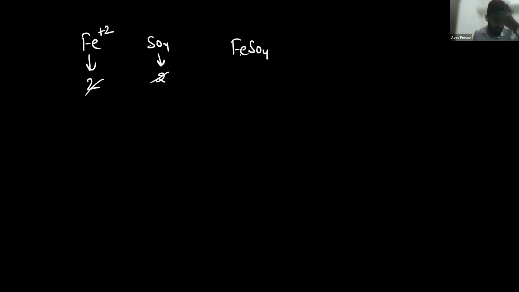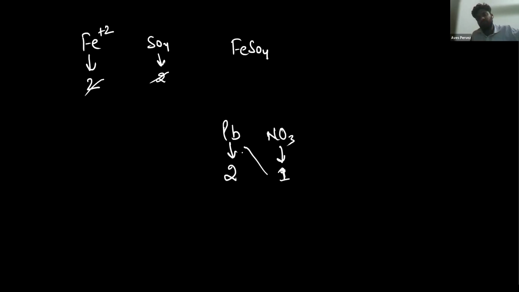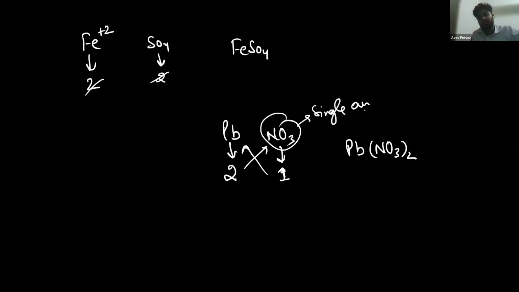Now moving to the next one, lead nitrate. Pb has valency 2, and NO3 has valency 1. When you cross multiply these two, this is Pb(NO3)2. Why whole twice? Because NO3 is treated as a single entity. So you can write it properly as Pb(NO3)2. Got my point?